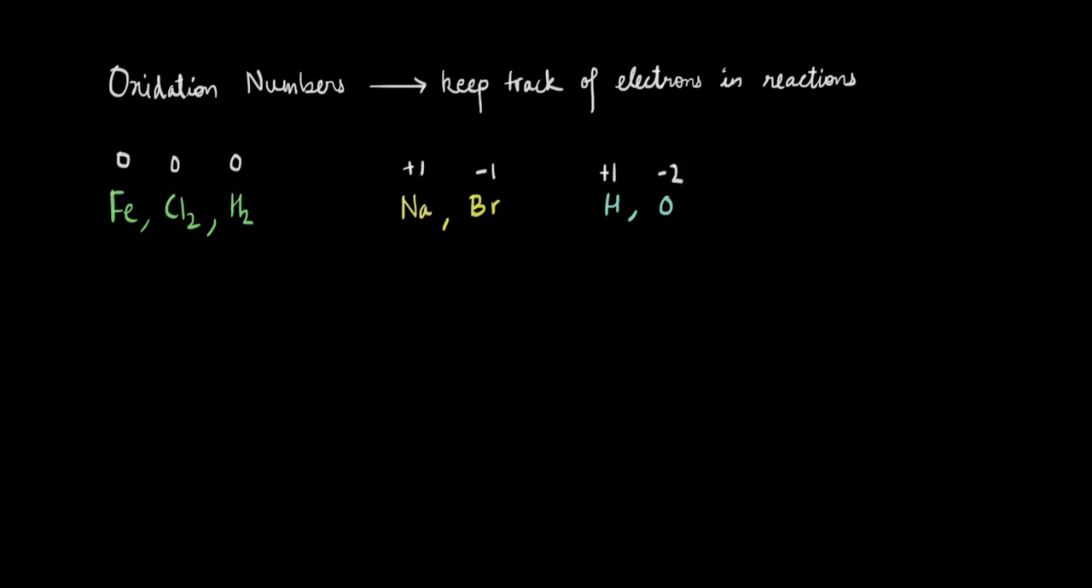Another one is fluorine, which has an oxidation number of -1. And assigning oxidation numbers of hydrogen, oxygen, and fluorine is usually the starting point in calculating oxidation numbers of the other species.